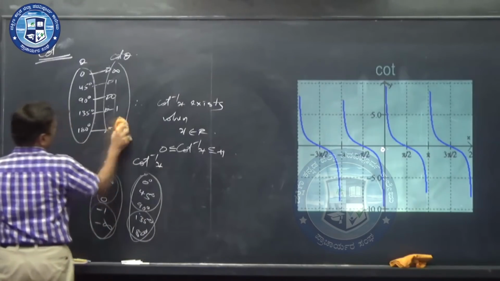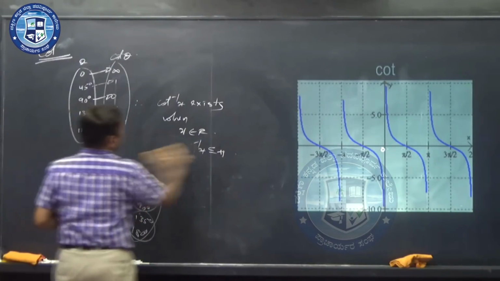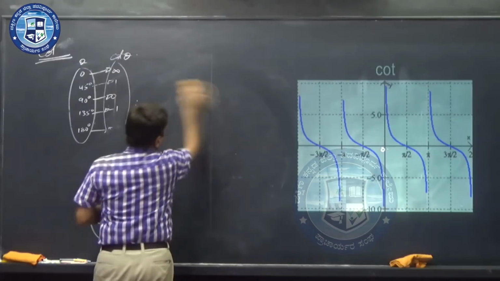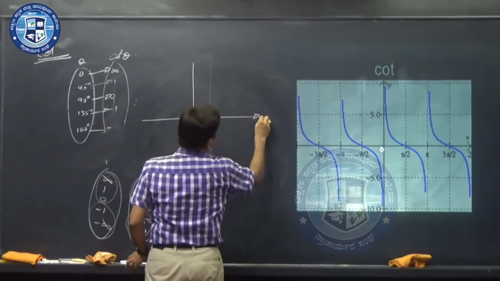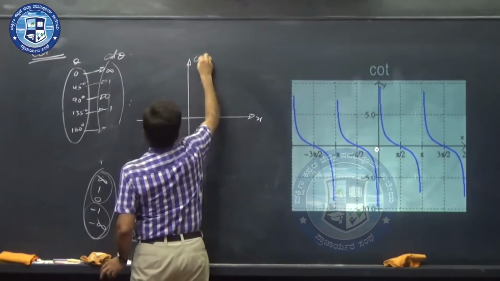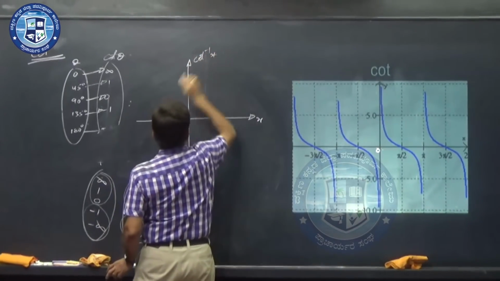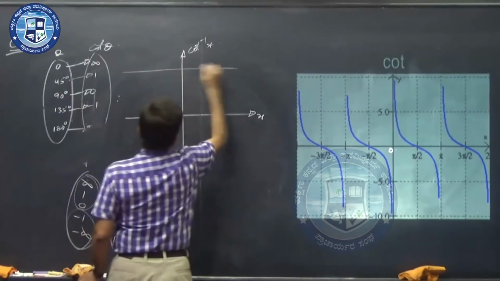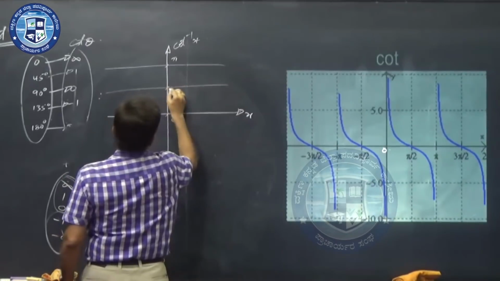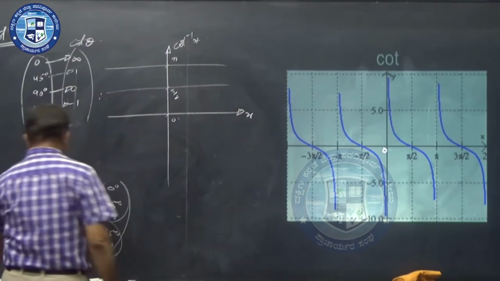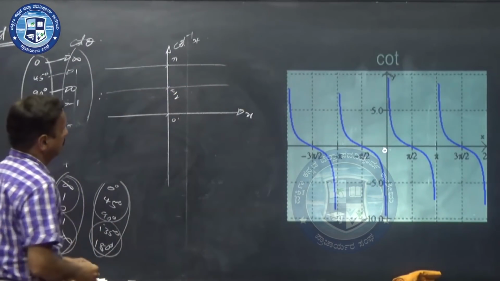Okay. So, therefore, if you draw the graph of cot inverse x versus x, look at how the graph goes. This is x and this is cot inverse x, and the maximum value of cot inverse x is pi and the minimum value is 0, and this is pi by 2. I am trying to write the graph of cot inverse x versus x.